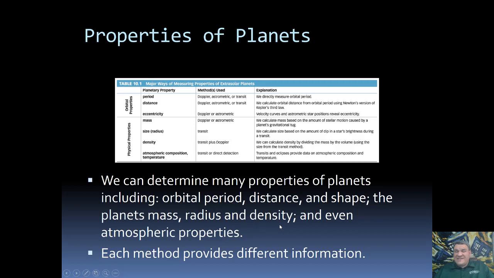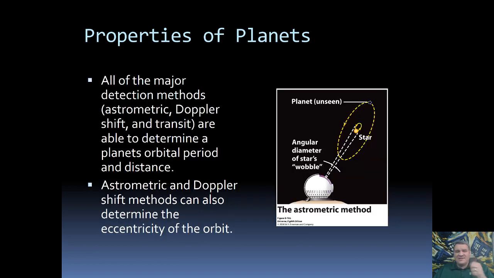And if everything works out just right, we can even figure out atmospheric properties. Does it have an atmosphere, and what is that atmosphere made of? Now, we actually learn different pieces of information from each of the three different methods. And by three, we're talking the big three. So astrometric, Doppler shift, and transit.